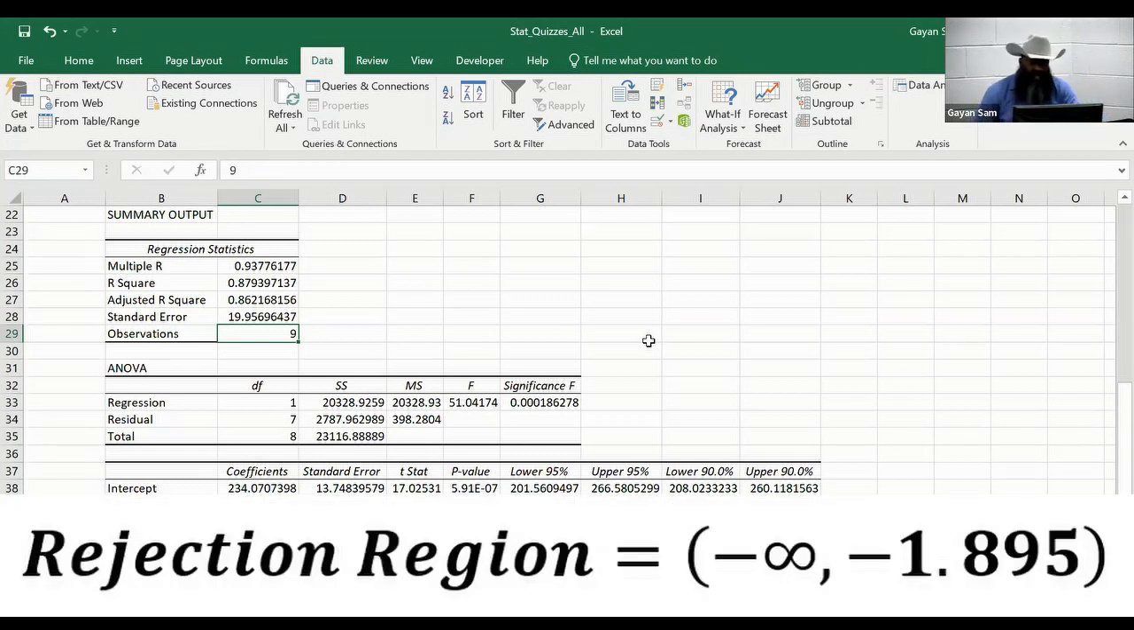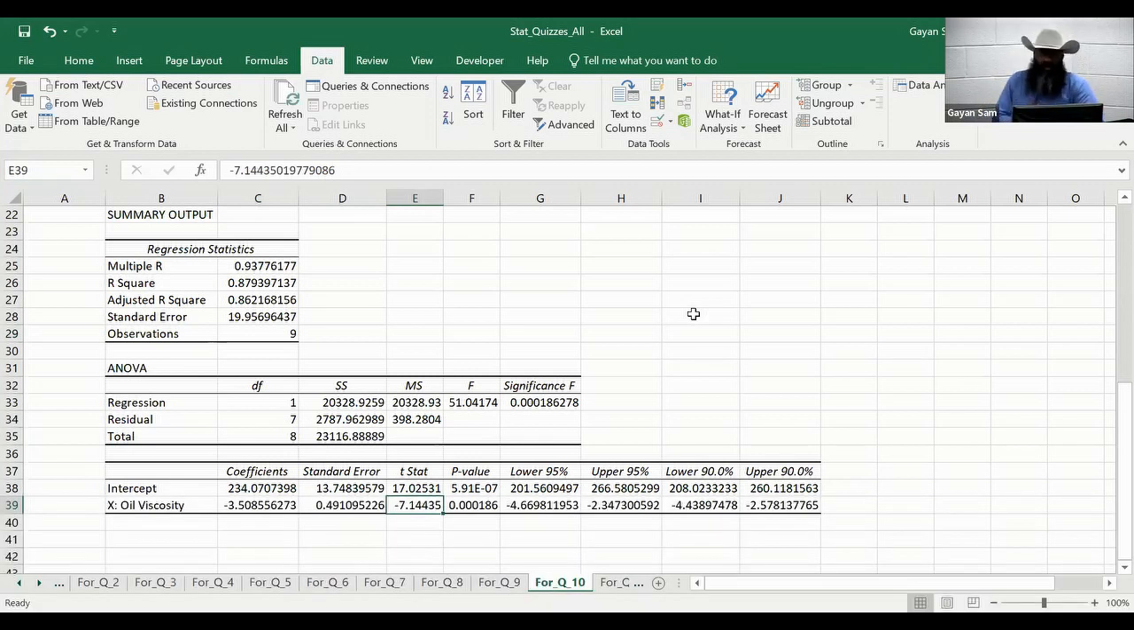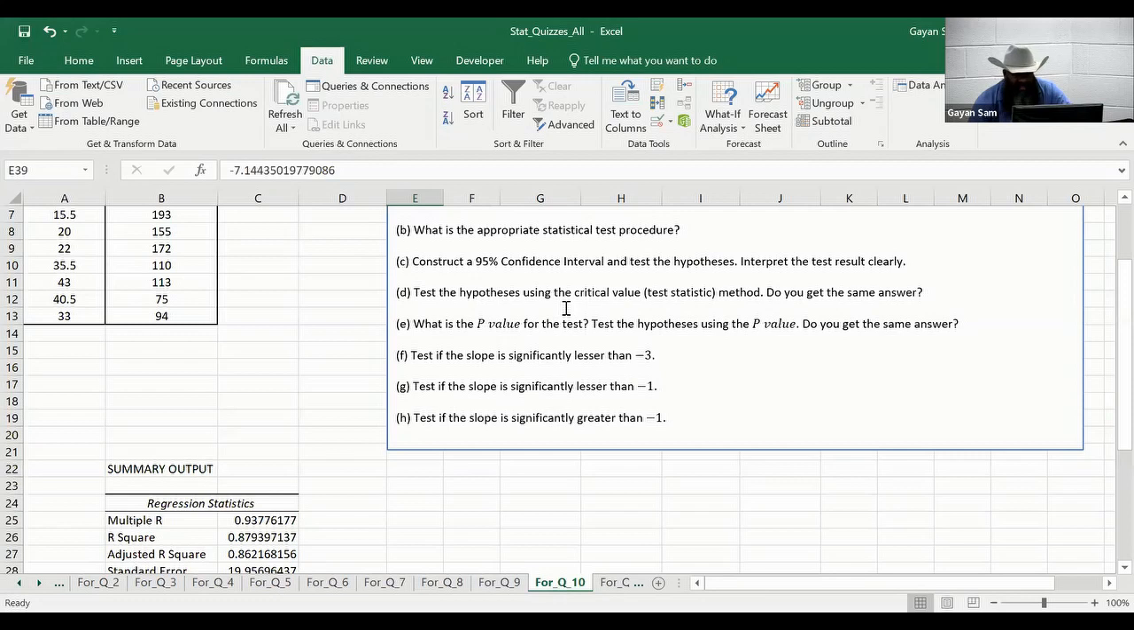And clearly, this test statistic of negative 7.14435 is in the rejection region. Therefore, also, we reject our null hypothesis. And we get the same conclusion as earlier. We have statistical evidence with 95% probability to conclude that the slope is significantly negative. That's the answer for part D.